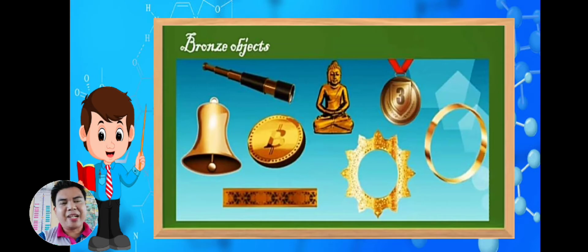Another conductors are the objects made of bronze. Among this group of objects that belong to the group of bronze are the following. Okay, among these objects, which is a religious symbol for the group of Buddhists? Yes, we have the statue of Buddha that is made of bronze.